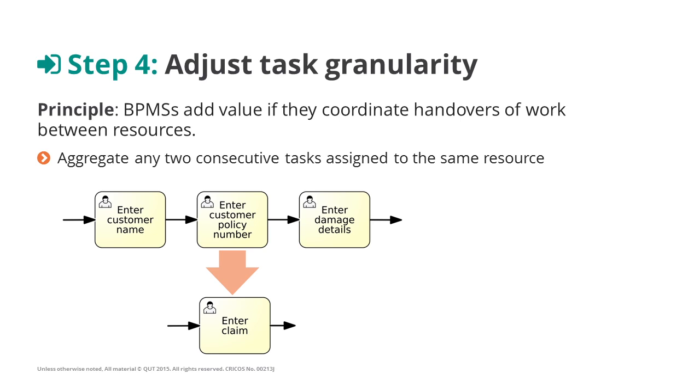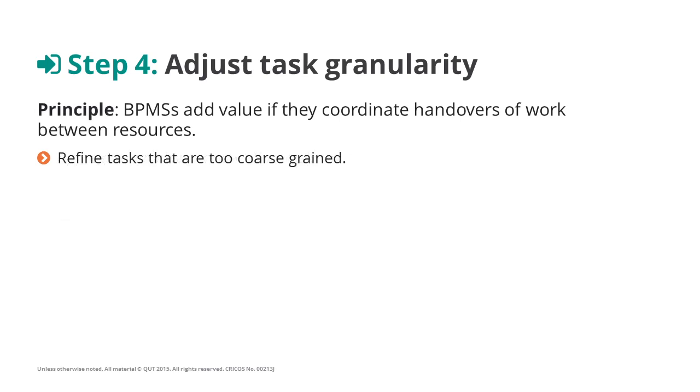On the other hand, we need to refine those tasks that are too coarse-grained, for which we actually need more than one resource to partake in the operation of the task. So for example, in the context of a loan handling process, when it comes to disbursing the money, we have a task, enter and approve money transfer.